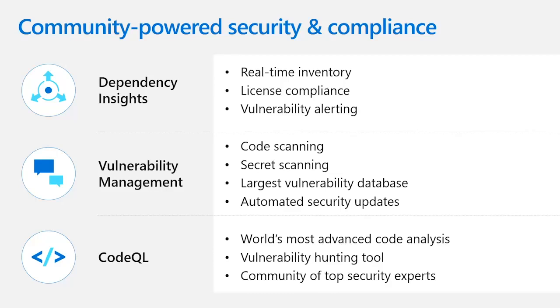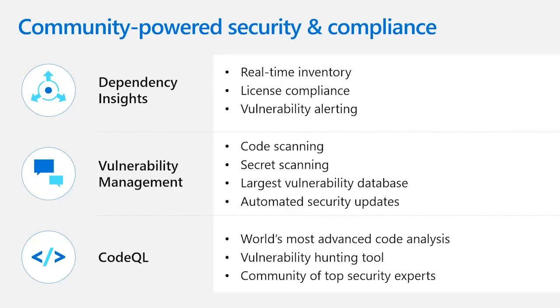Now, this is super cool. We get to take advantage of code scanning and secret scanning, so we can make sure that we haven't accidentally embedded a database connection string or plain text password or something like that in our packages or in our application that's now running in production. In fact, GitHub Actions offers the largest vulnerability database. We're even able to set up and configure, if we want, automated security updates.